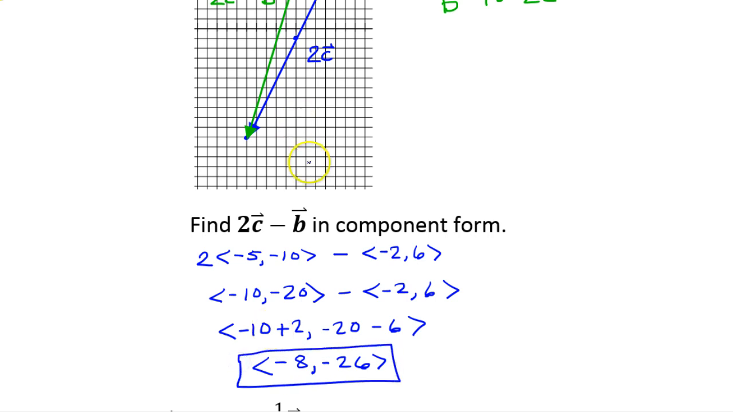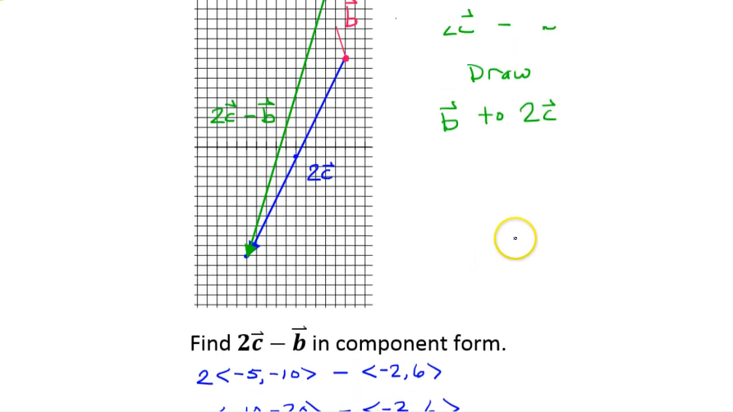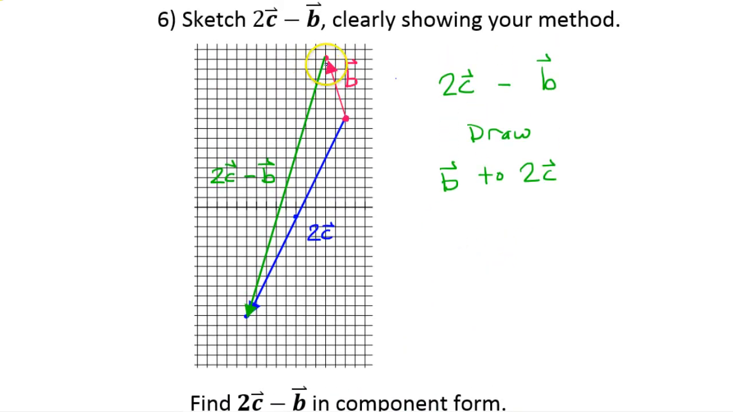Alright, how does that compare with what we got graphically? Let's look and see, does the resultant vector that we drew go left 8 and down 26 from the initial point? So I'm not going to sit here and count, but it looks about right. Left 8 and down 26. That's why I had to stitch together two pieces of graph paper.